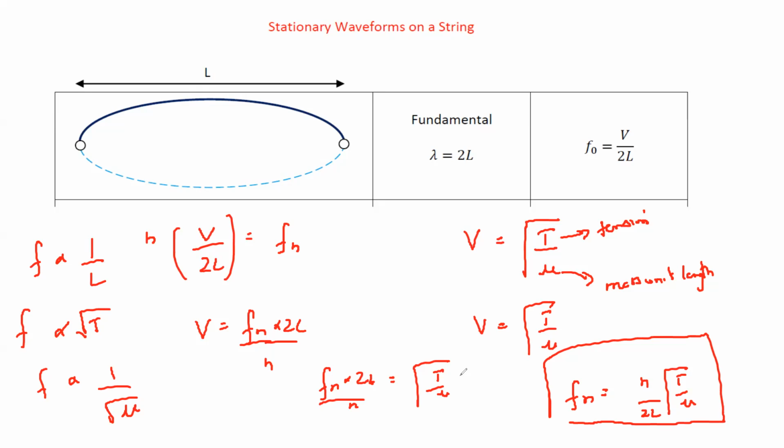So this formula relates the frequency of a wave in a string to the tension, the mass per unit length, and the length of the string. Is it clear, this part?